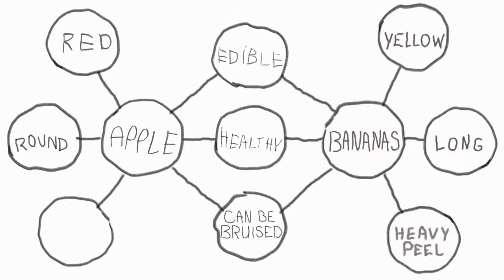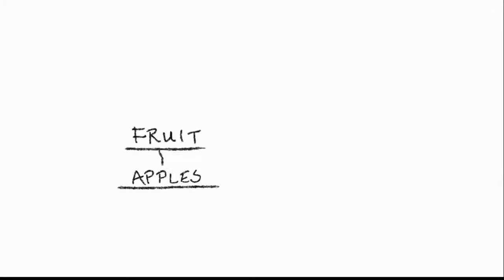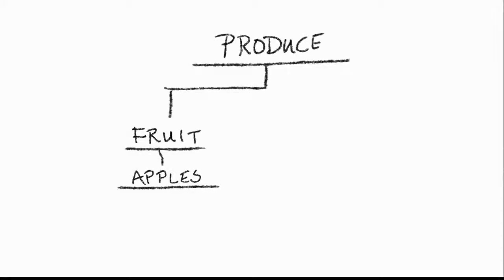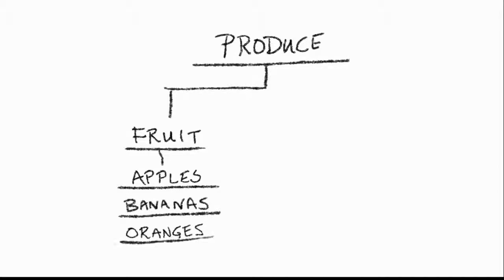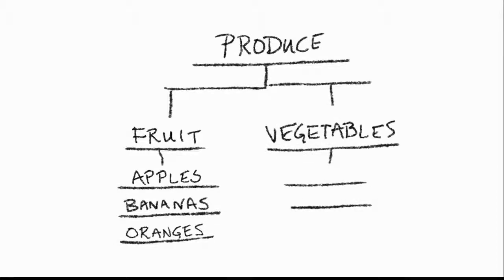How would you categorize or classify an apple? Students learn to use a tree map for this thinking process, such as apples are a type of fruit, and fruit is a type of produce. And then there are other members in the category of fruit.